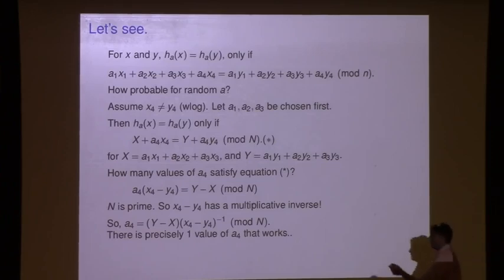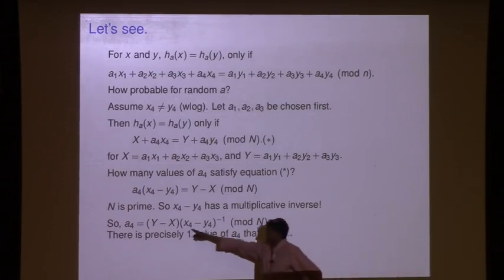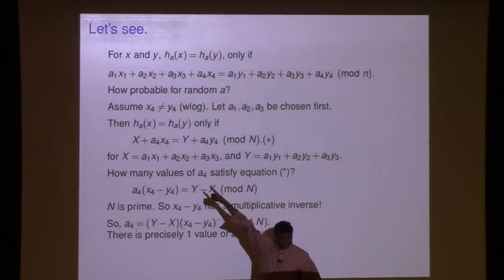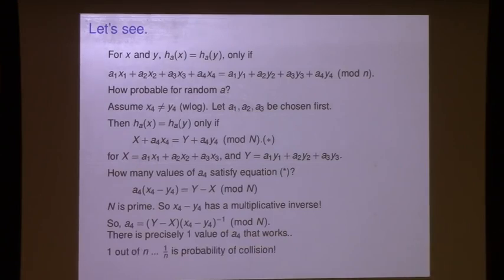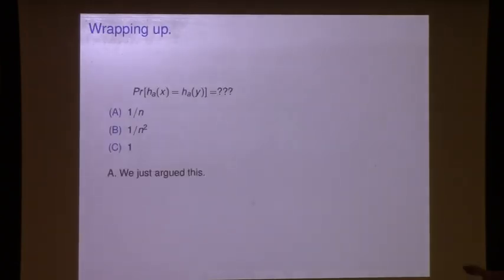x4 minus y4. Why is this not 0? 0 doesn't have an inverse. Why is this not 0? Yeah, we assumed that x4 is not equal to y4. So it's 1 out of n choices, 1 in n, which is the probability of collision. So that's good. The answer is A. Everybody sees this? We proved it now.